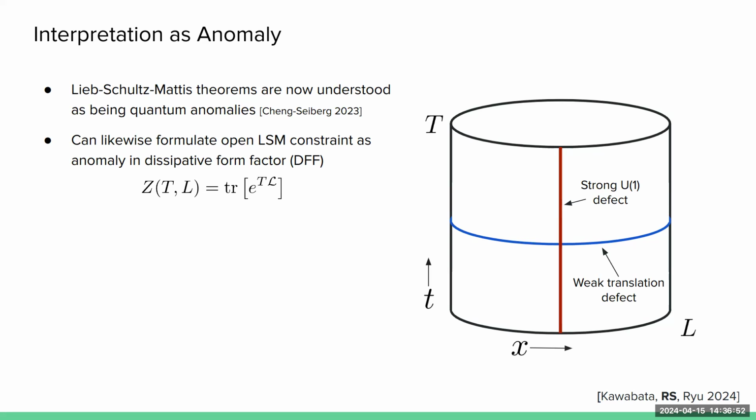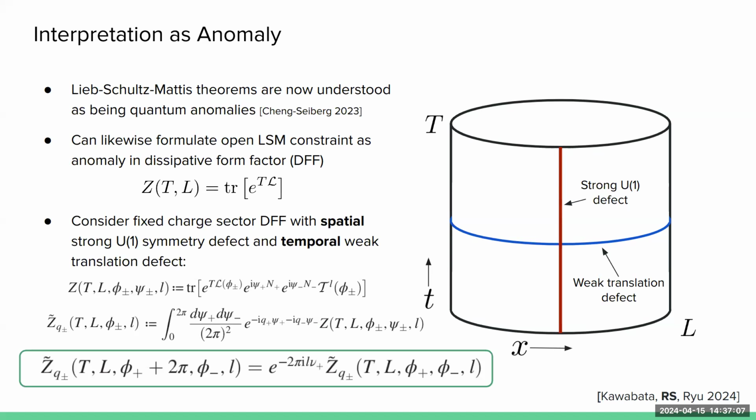Here we consider something called the dissipative form factor, which is just a trace of this time evolution in the doubled space. And basically the statement is that you consider this partition function in the presence of a weak translation symmetry defect. So you just twist by inserting the translation operator in the trace, and you insert a strong U(1) spatial defect. So you insert twisted boundary conditions. And the statement of the anomaly is that if we restrict to one of the charge sectors and we perform a transformation, which would just be a symmetry transformation in the presence of these defects, we pick up some phase factor in this form factor, which can't be canceled by counterterms if the filling fraction is fractional.